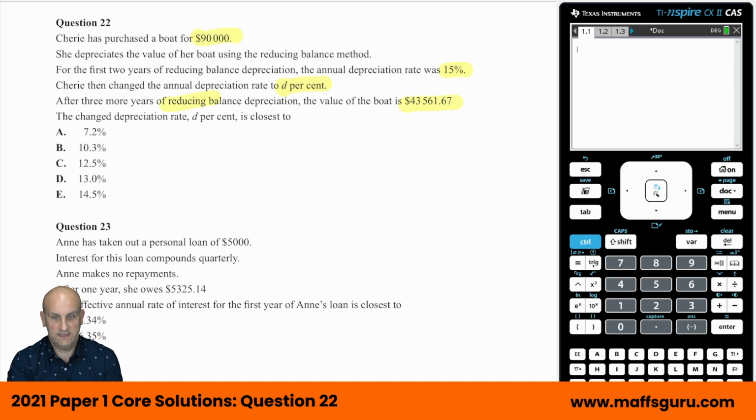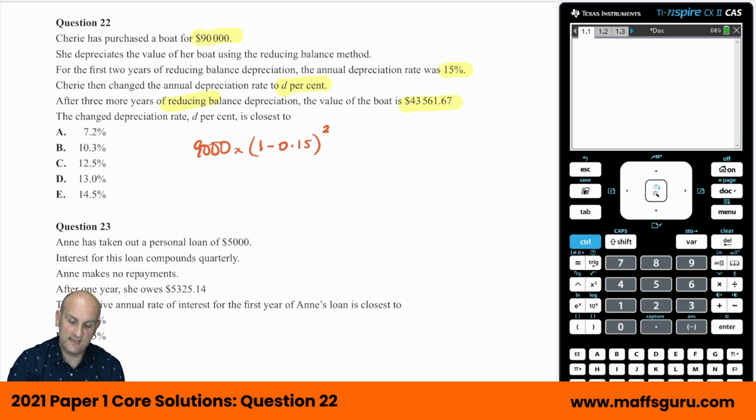There are lots of ways of doing this. But what I now know is that if I want to find out the value after the 2 years, I can take 90,000 and times that by 1 minus my value of depreciation, or in this situation, 1 minus 0.15.